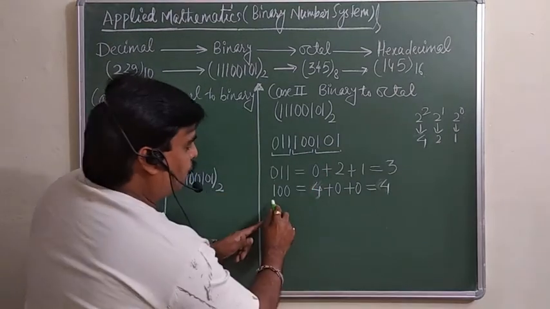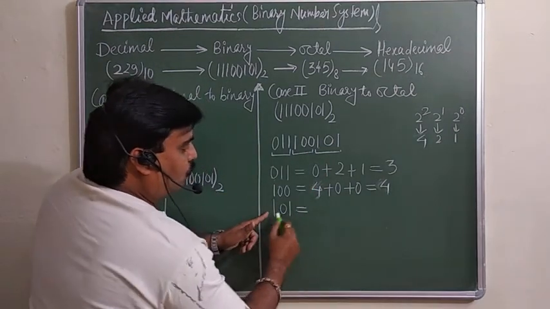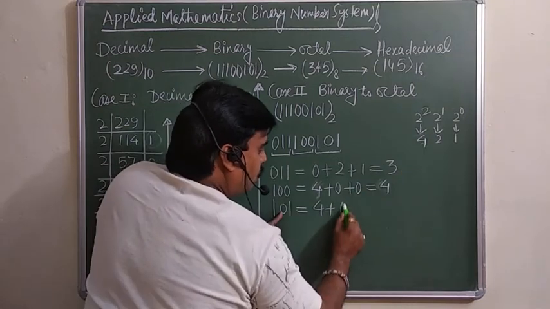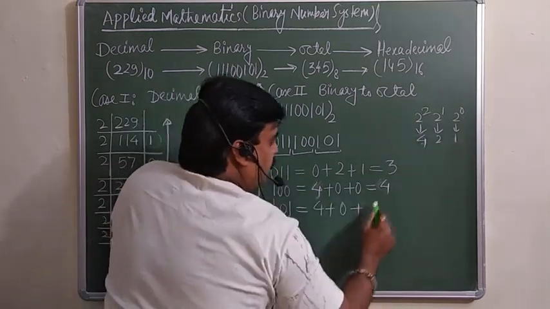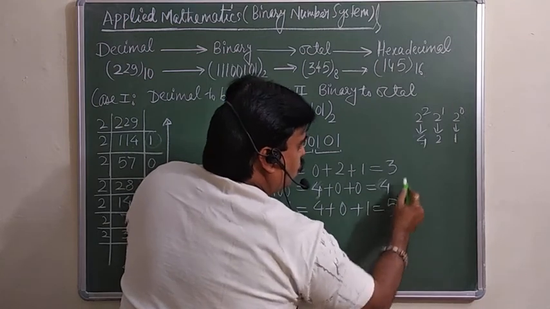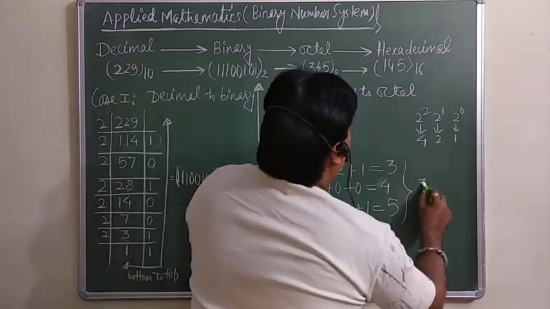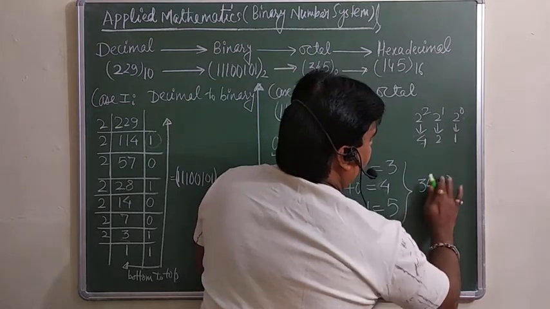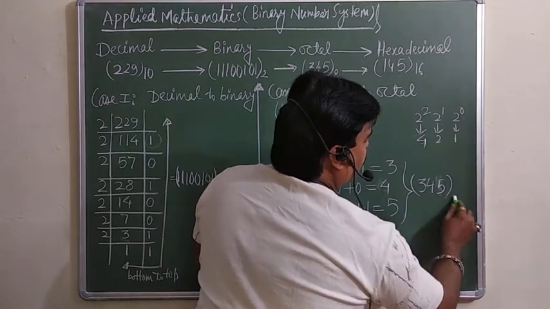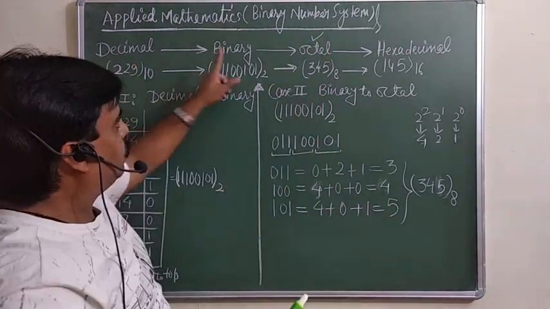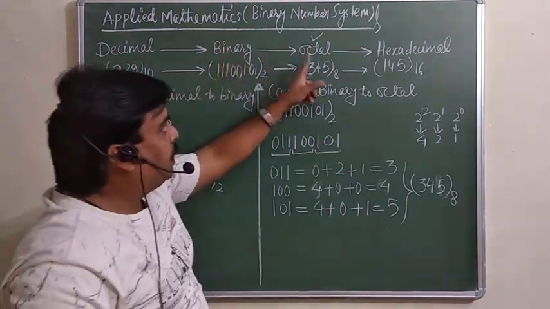Now similarly you will take for 1, 0, 1. For 1 we will obtain this 4. For this 0, second is no. For this 1 we will take this 1. So this is equal to 5. So the number you are getting is 3, 4, 5, in base 8. So you are getting the octal. So you can change the decimal into the binary to the octal.